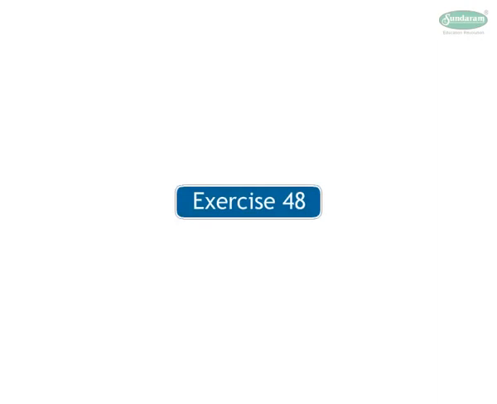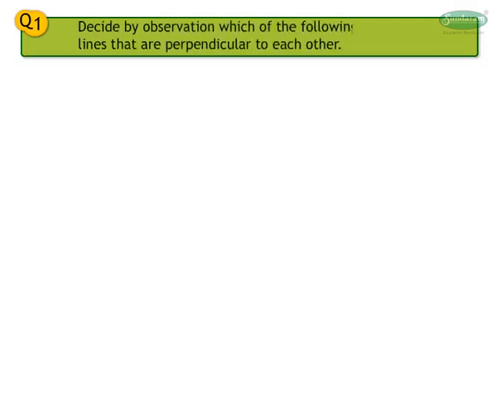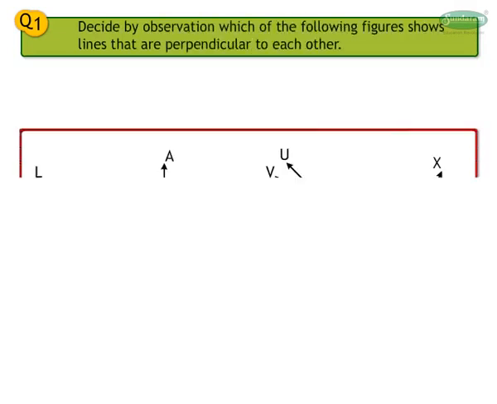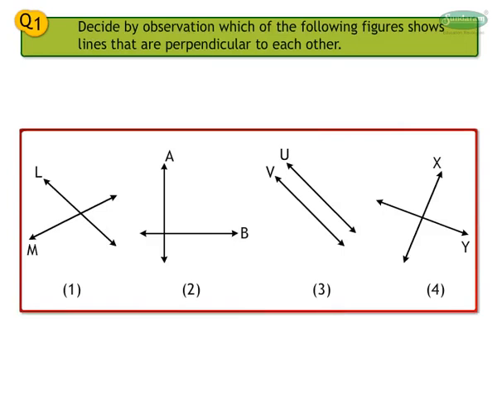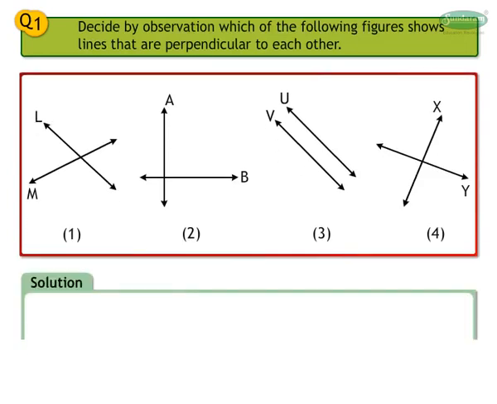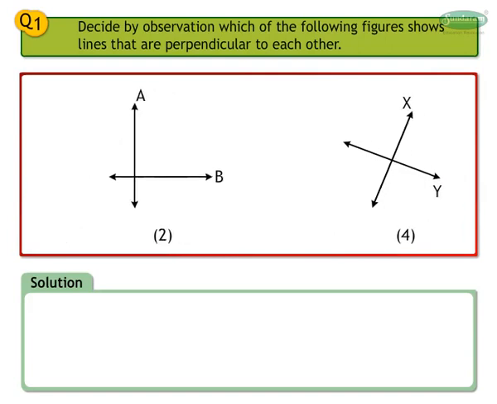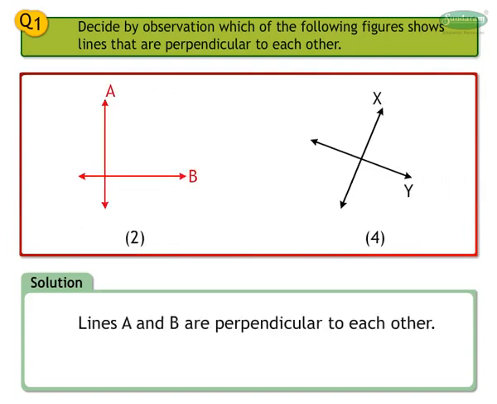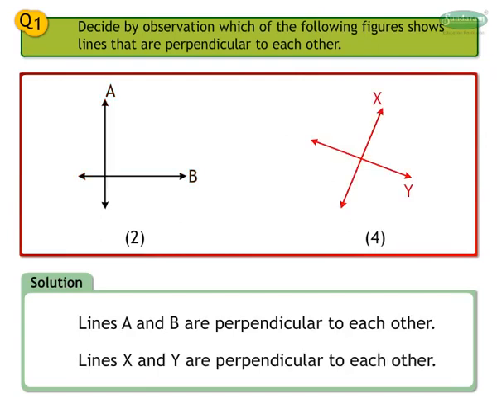Now let's solve exercise 48. Question 1. Decide by observation which of the following figures show lines that are perpendicular to each other. Solution. In this figure, lines A and B are perpendicular to each other. In this figure, lines X and Y are perpendicular to each other.